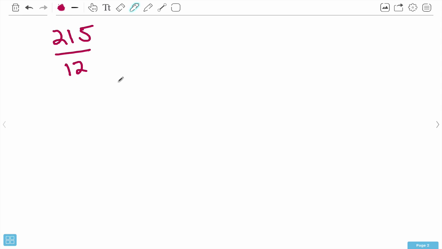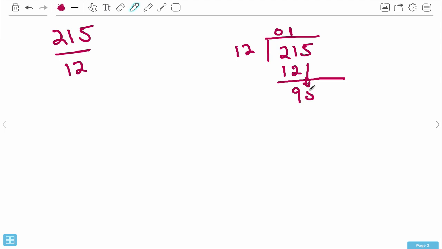Remember, this is an improper fraction, so we're going to need to simplify it. We'll do how many times 12 goes into 215. So 215 divided by 12. 12 can't go into 2, so we put a 0 there. However, 12 can go into 21 one time. So that's 12 underneath that. 21 minus 12 is 9. We bring down the 5, and we have 95. 12 can go into 95 7 times. So we have 17 up here. 12 times 7 is 84. 95 minus 84 is 11. Now 12 is too big for 11. It can't fit into 11.